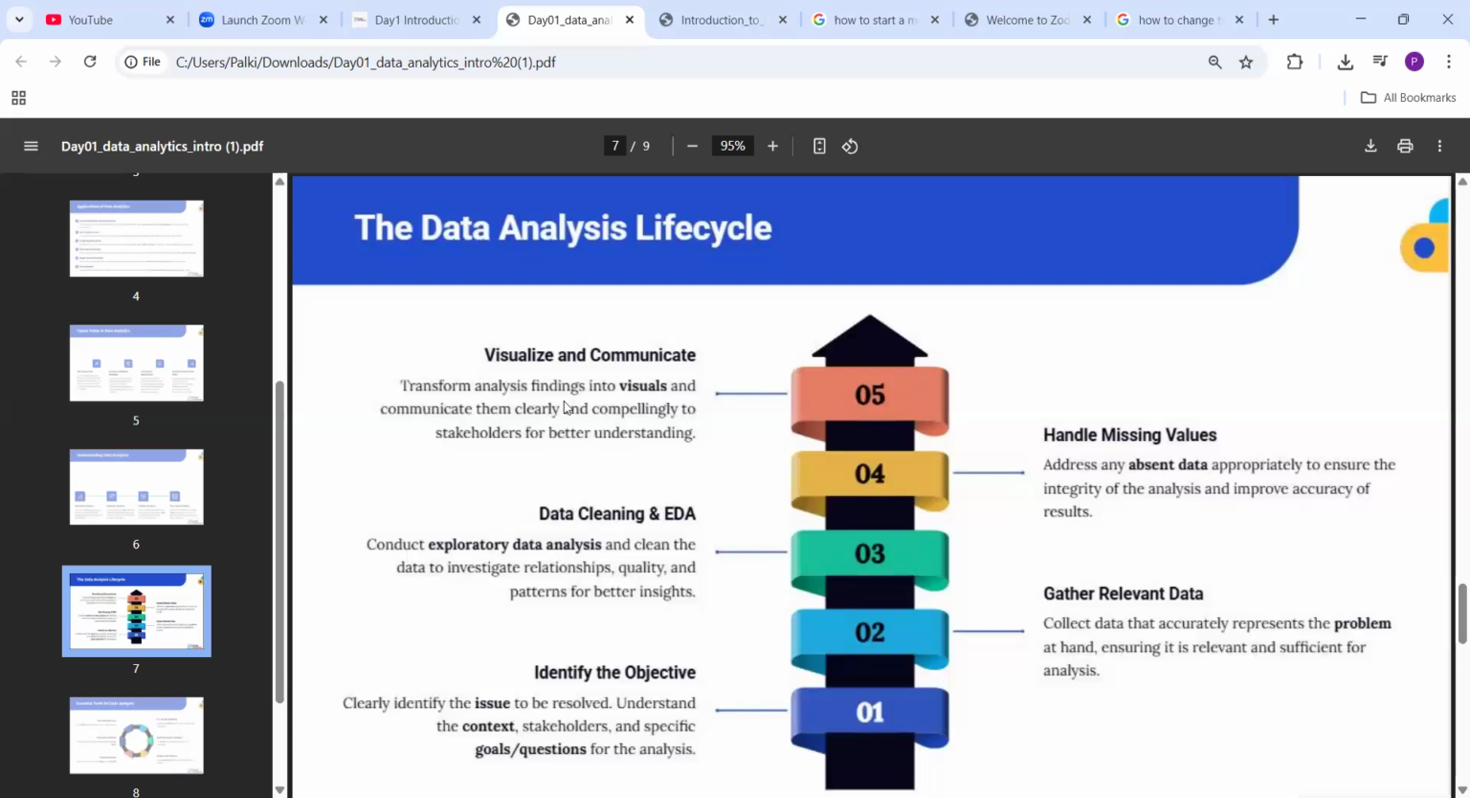Visualize and communicate. Transform the analysis findings into visuals and communicate them clearly and compellingly to stakeholders for better understanding. I already said that Power BI and Tableau are both tools for visualization. See, nobody wants to see the Excel data. Everyone wants to have a pictorial representation of everything, right? So we will visualize the data by making it on Power BI dashboards or Tableau. Clear?